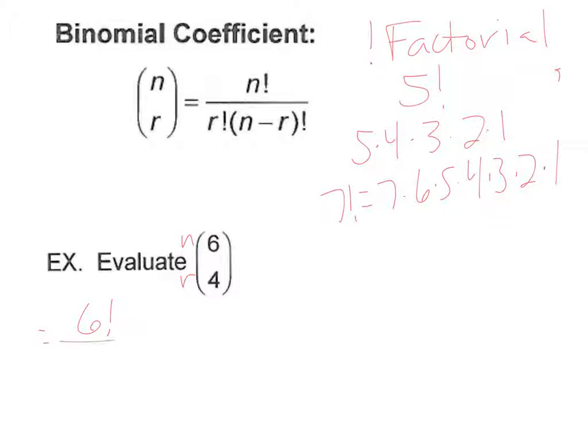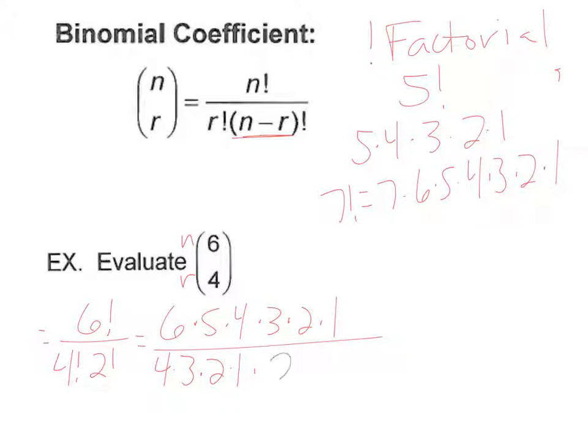6 factorial over 4 factorial, and then 6 minus 4 is 2, that's the n minus r, 2 factorial. So 6, 5, 4, 3, 2, 1 on the top. On the bottom, 4, 3, 2, 1, and then 2, 1. And then I can cross out the 4, 3, 2, 1. I can divide 2 into 6 3 times, and we end up with 15.